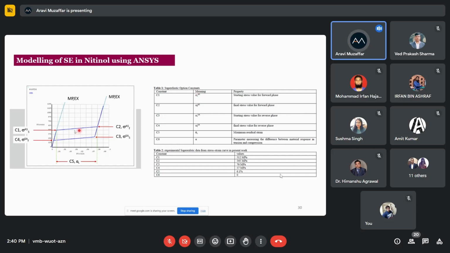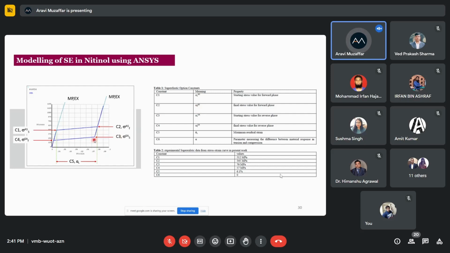Okay, and this is in the forward deformation, meaning whenever you are loading it. And the second stress is the stress wherein the transformation from austenite to martensite is complete, and that is given by sigma FAS, where F refers to the finish of austenite to martensite conversion. So these are the 2 parameters that need to be input.